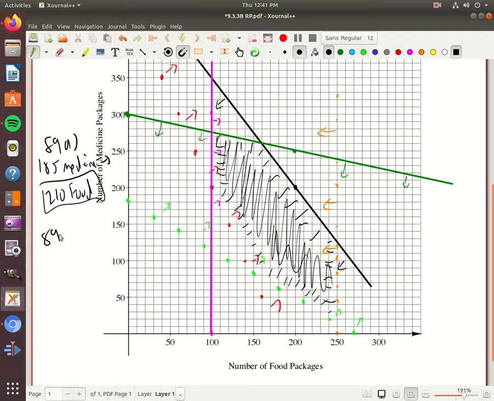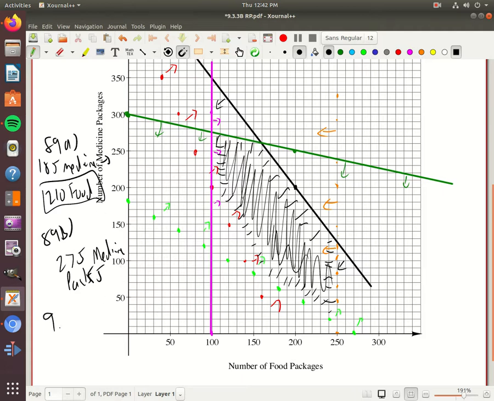Okay, what about 89B? 89B says, what if you wanted to have the most medical packs? Like here, that's not the most. The medicine packs is here. This is the most medicine packs, you can see right there. And you can see it's 250, 260, 270, 275, halfway between 270 and 280. So 275 medicine packs. So I'll put a B. 275 medicine packs is the most medicine packs that I can have.